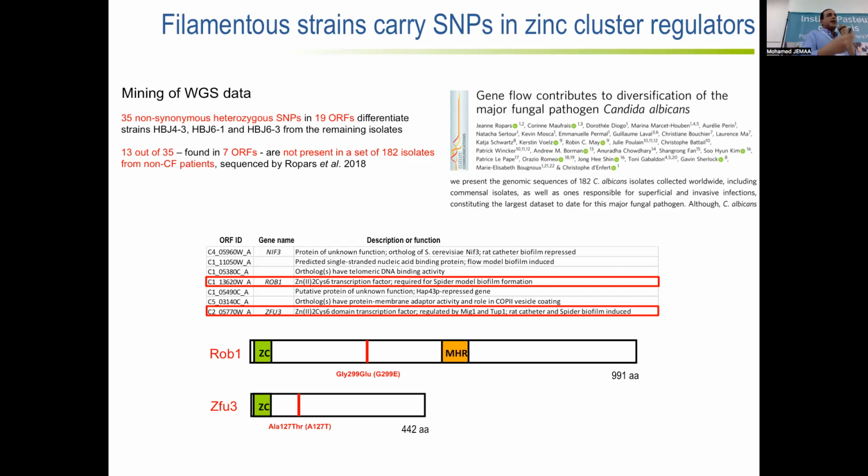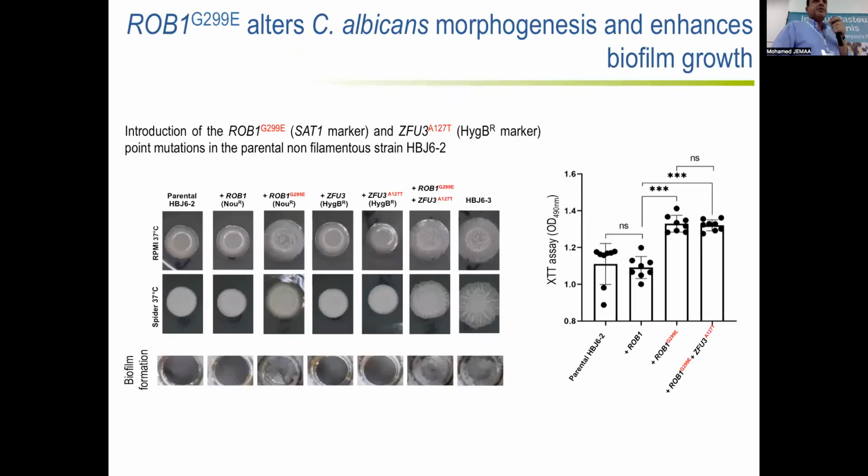They can become hyperactive, a gain of function mutation. So our hypothesis is that those 2 transcription factors may carry SNPs or mutations that convert them into a hyperactive, constitutively active state, and this induces filamentous growth in a constitutive fashion and makes biofilm. Okay, so we tested this hypothesis.